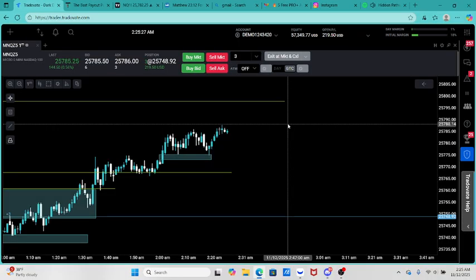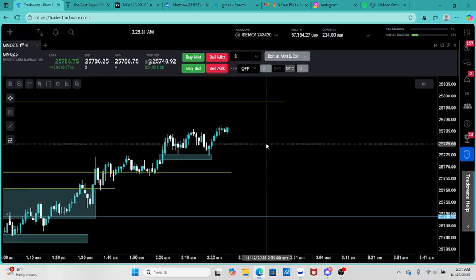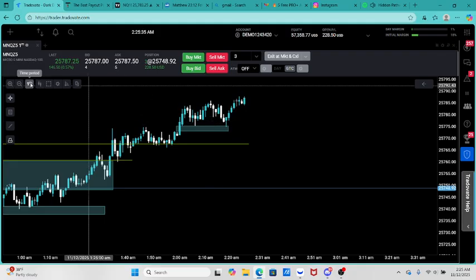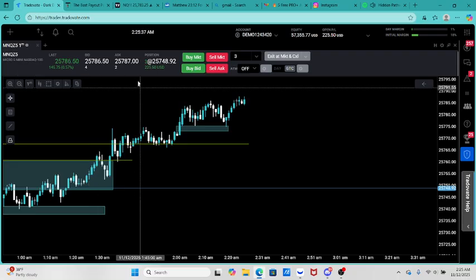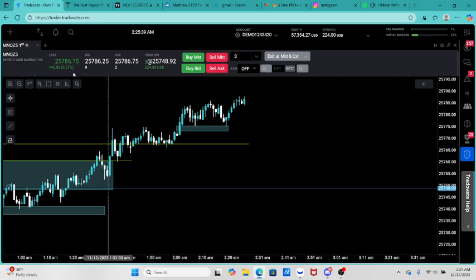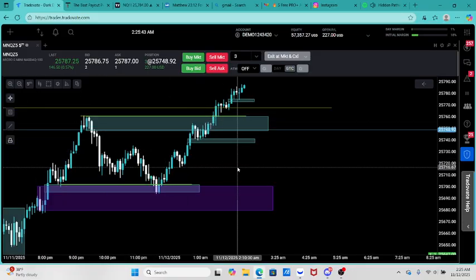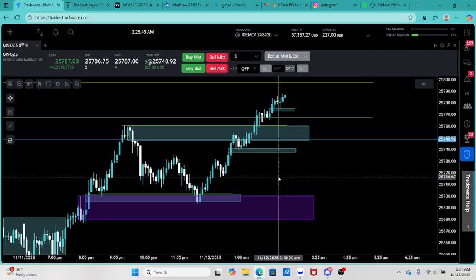Market is always slow in Asia session. Not much liquidity, but up 230 on this trade right now. And again, I'll go over my entry while we're waiting for the trade to play out.